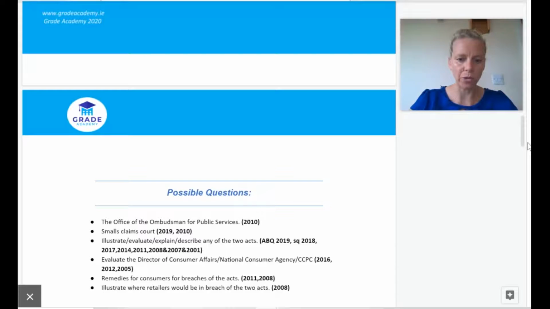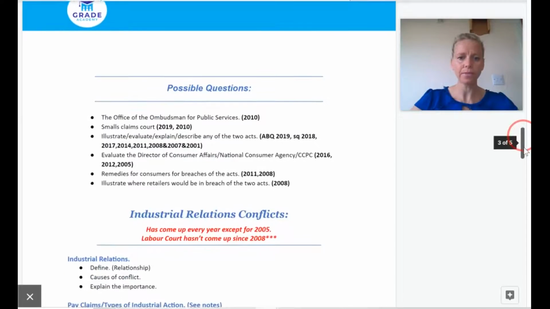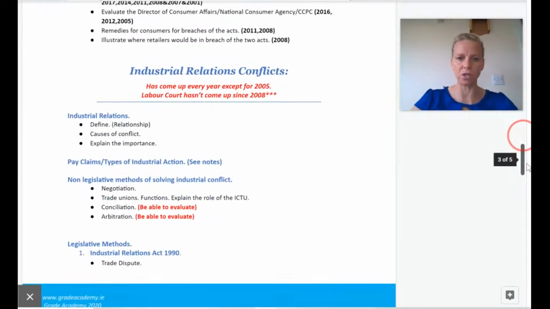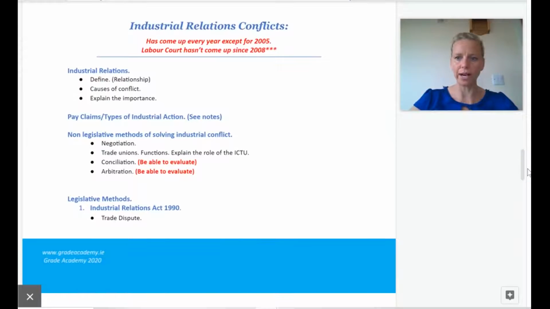Remedies for consumers for breach of the Act. Okay, so what are the remedies? It's generally our 3 R's. Okay, a refund, replacement, repair. Okay, so have a look at what the remedies are of that, and then illustrate where retailers will be in breach of the 2 acts. And that's what I spoke about there in terms of a reverse question. Okay, so go down through those and make sure that you're able to answer all of them. Okay, so that's our section then on consumer law. Again, as I said, if you need to take a break there, guys, just pause it and go back over it and have a listen, or if you need to take a break for a few minutes.